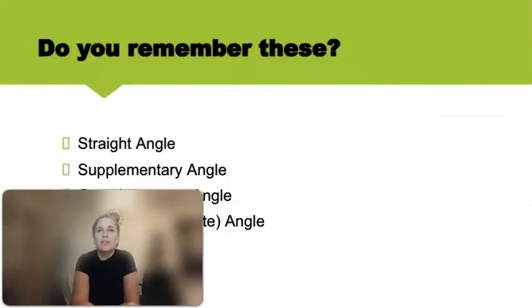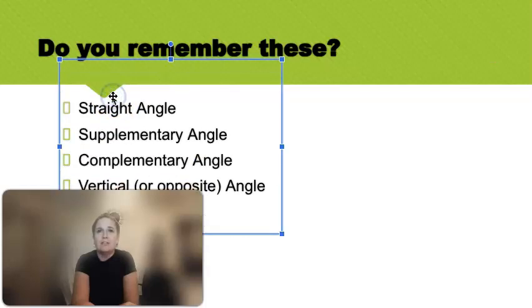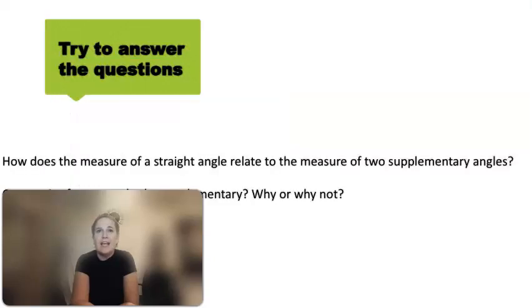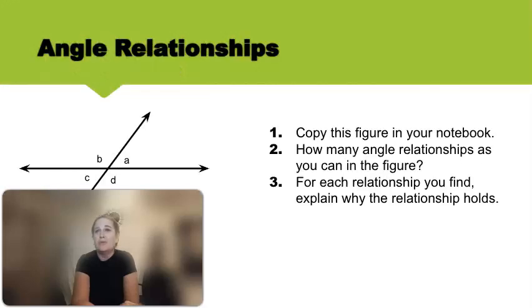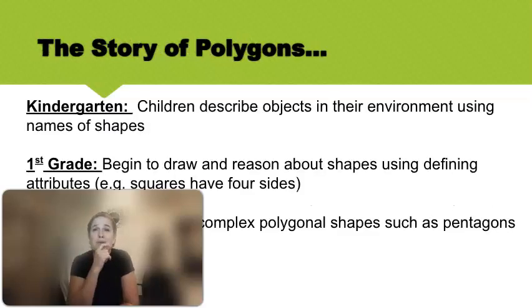So we're going to talk about straight angles, supplementary angles, complementary angles, and vertical angles. See what those look like. And then we're going to talk about how those angles are related and some angle relationships there. And then we're going to jump right into polygons.